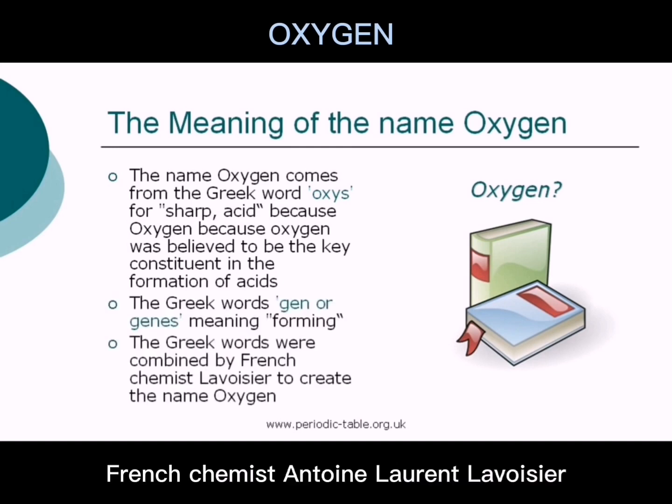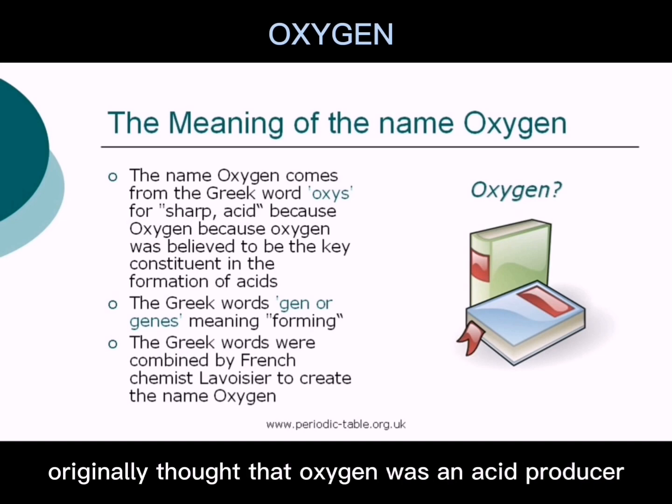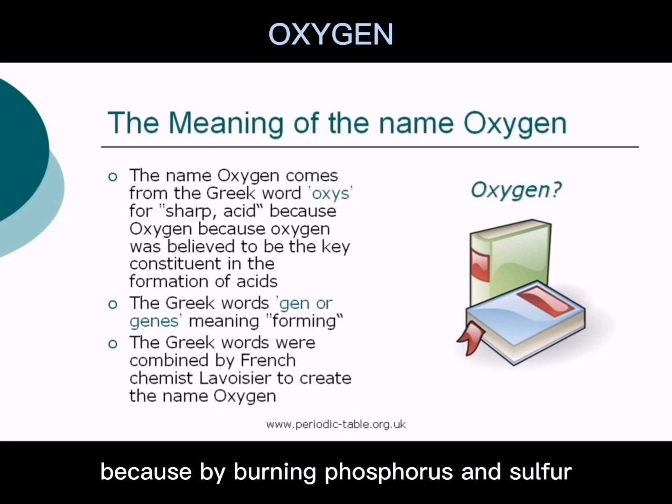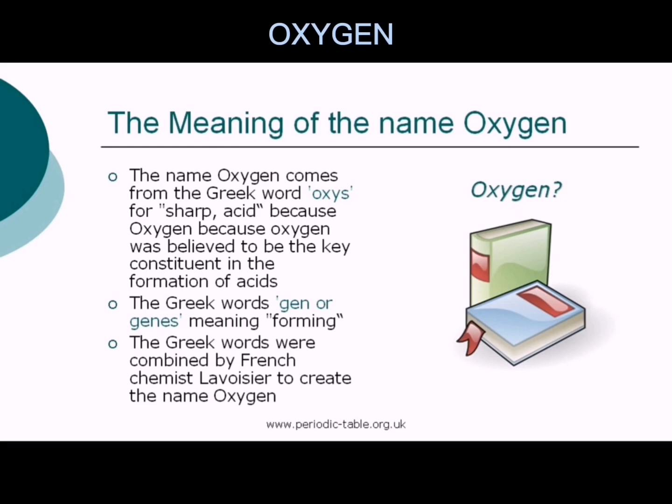French chemist Antoine Laurent Lavoisier originally thought that oxygen was an acid producer, because by burning phosphorus and sulfur and dissolving them in water he was able to produce acids.